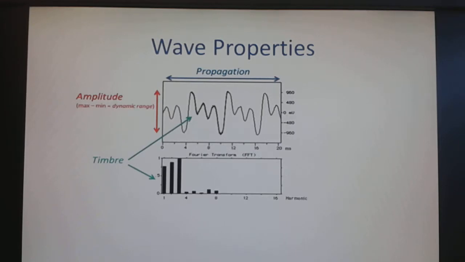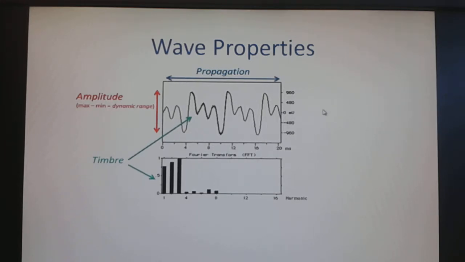Propagation refers to the way that the wave travels through space and time, and finally timbre relates to the color of the sound. And here you can see this jagged pattern in the waveform, that is the result of the superposition of the waves for each of the harmonic frequencies produced by the instruments blending together.